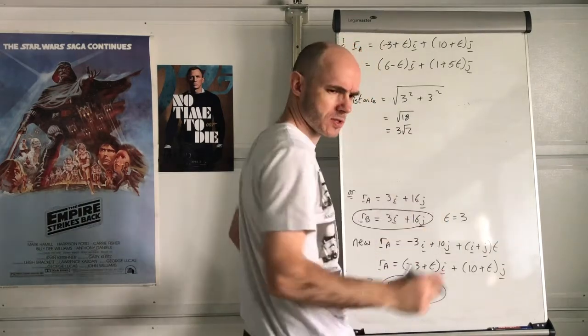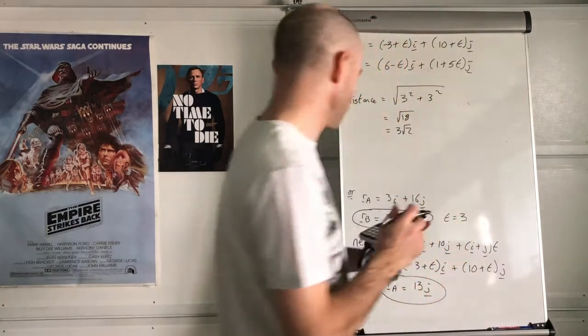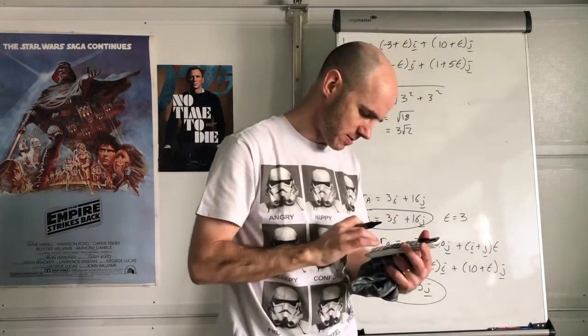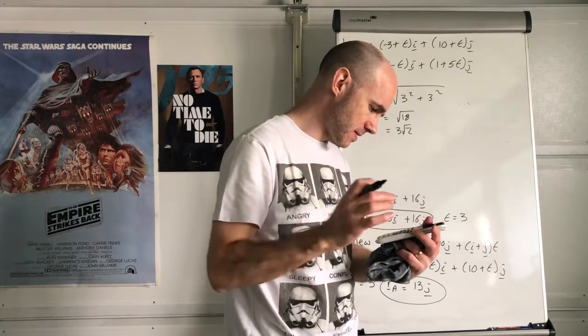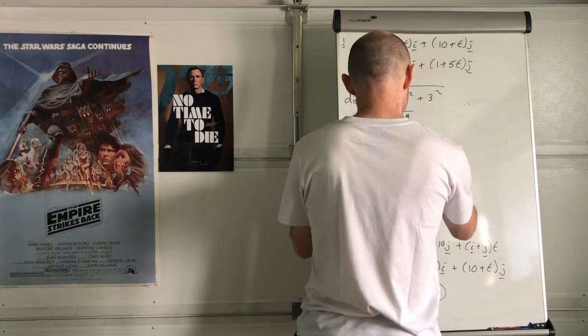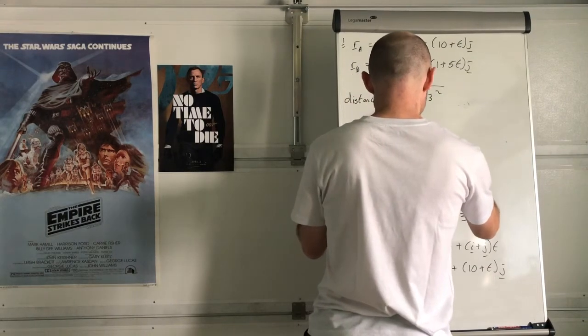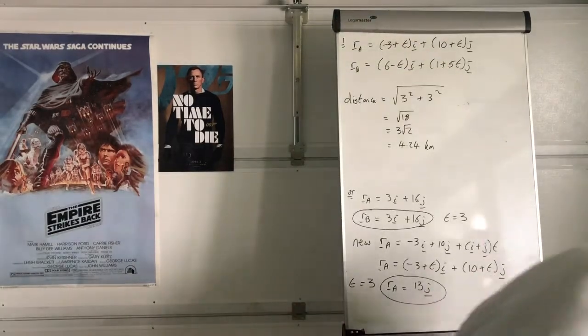It said to a certain number of significant figures, didn't it? So maybe I need my calculator to do that. What is that to 3 significant figures? 4.24, and that will be kilometres. That's that bit.